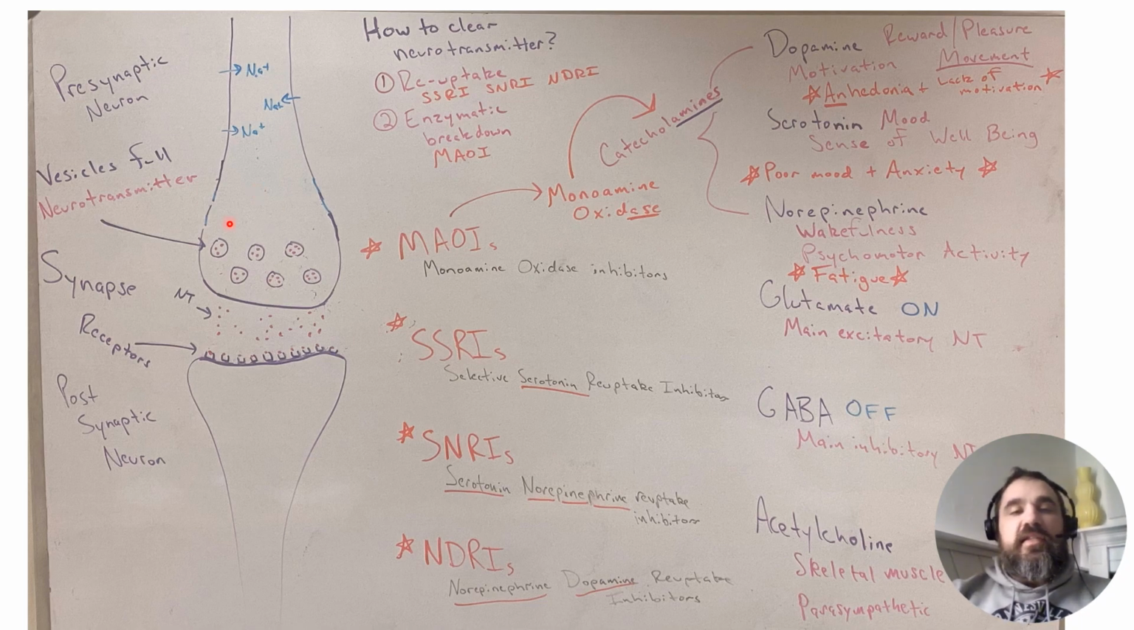Calcium moves into the end of the neuron. And calcium is the ion that's responsible for stimulating these vesicles full of neurotransmitter to migrate towards the end of the neuron and then dump their contents, the NT, the neurotransmitter, into the synapse, which is then going to bind to receptors on the postsynaptic neuron.